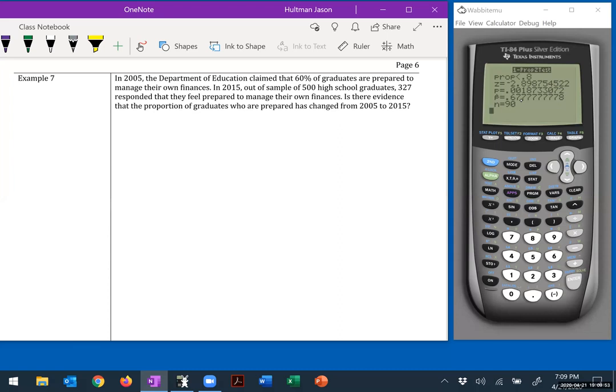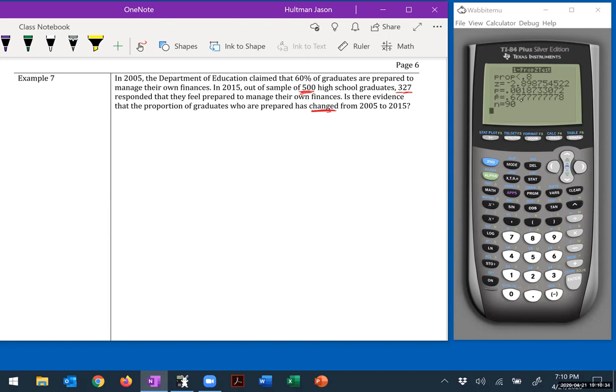Okay, example 7. It says in 2005, the Department of Education claimed that 60% of graduates are prepared to manage their own finances. In 2015, out of a sample of 500, 327 responded that they felt prepared to manage their own finances. Is there evidence that the proportion of graduates who are prepared has changed from 2005 to 2015? Okay.